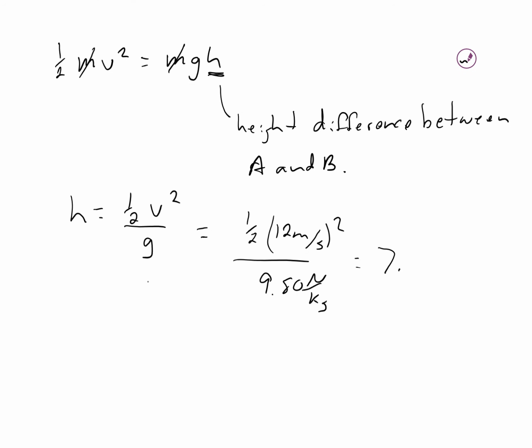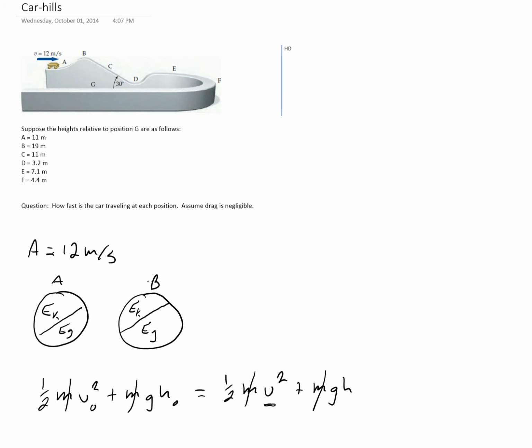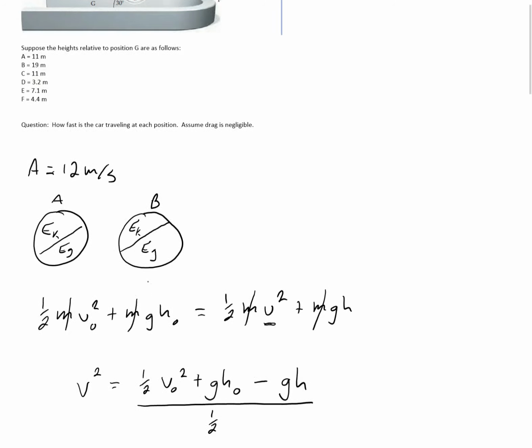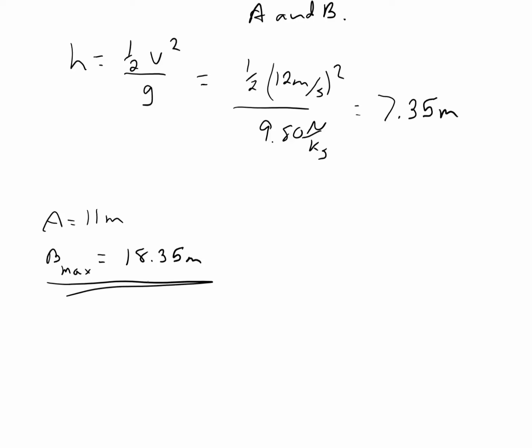Alright, pen's back. 7.35 meters. What that tells me is that point B can be at most 7.35 meters higher than A. So if A is currently at 11 meters, B maximum is 18.35 meters. And now it's clear why in the first case, it told us B was 19 meters. Well, if B is 19 meters, you're never going to get over it. It has to be 18.35 or less.